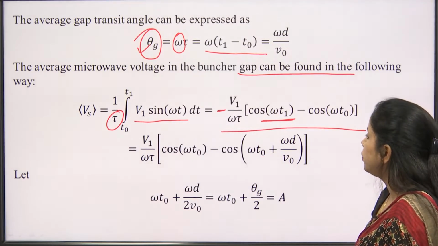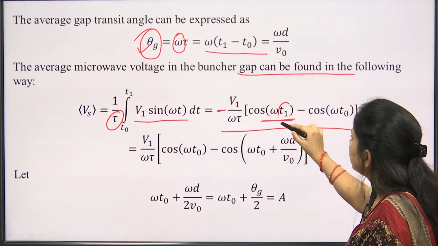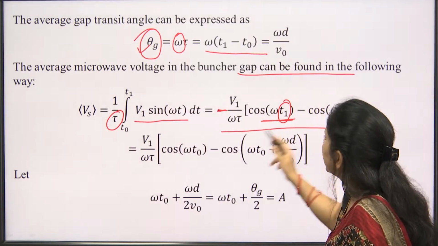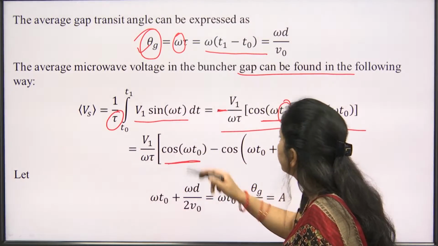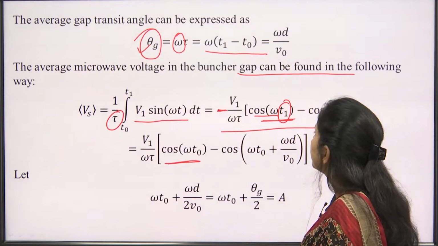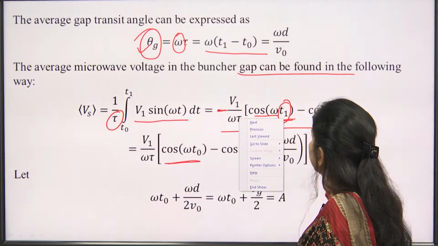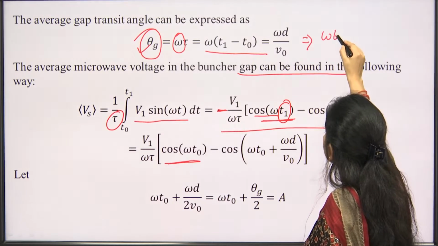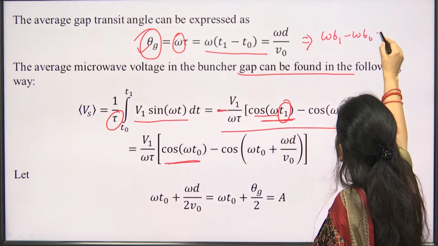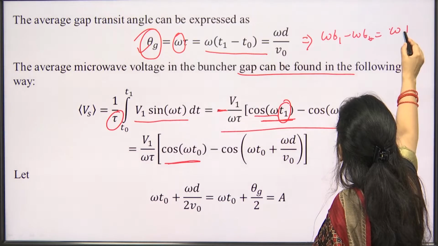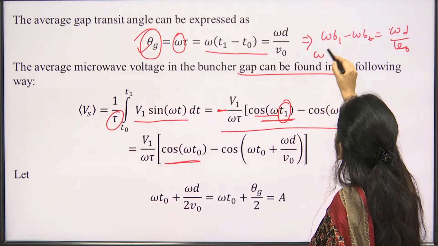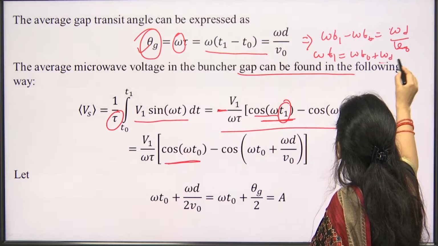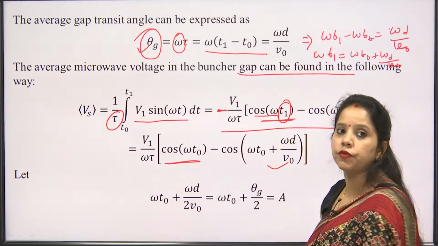Now, what are we going to do here? We are changing this minus sign. We are keeping this as the first term and this one as the next term, and we are replacing omega T1 with the next term. You can see this: omega T1 minus omega T naught is equal to omega d upon V naught. So in place of omega T1 we can write omega T naught plus omega d upon V naught. This is the simple thing which we have done here.